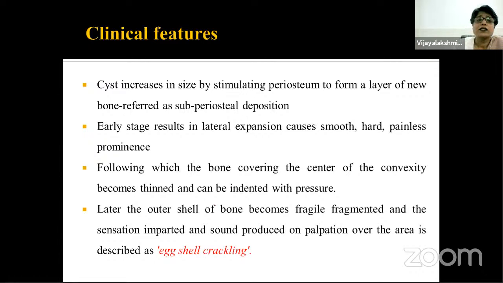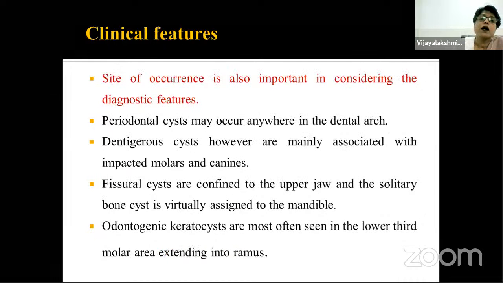As the cysts tend to increase in size, the outer shell of the bone becomes fragile and fragmented, and then when you palpate that area, it gives an eggshell crackling. But occurrence of this is a rare phenomenon.